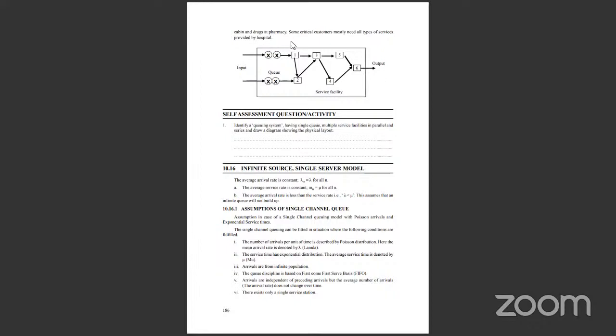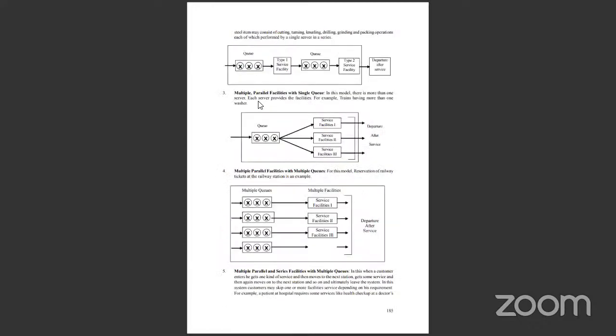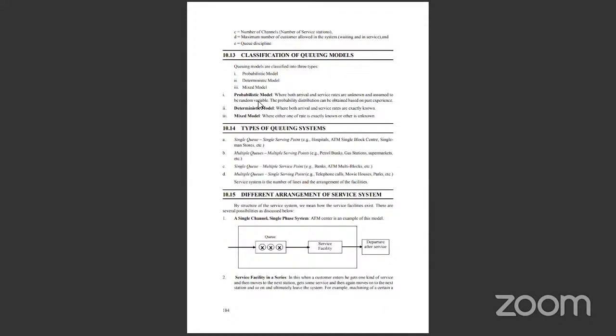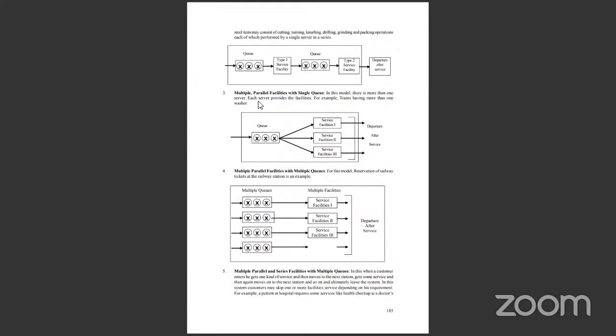So like that, the cabin and the drugs at the pharmacy, which is having different things. So in that way, who will be served at what time, we want to know, and that can be calculated for different systems. We discussed 5 different ways: single server, single server with multiple queues, single queue, multiple queues, like that. All these are different arrangements of service systems.